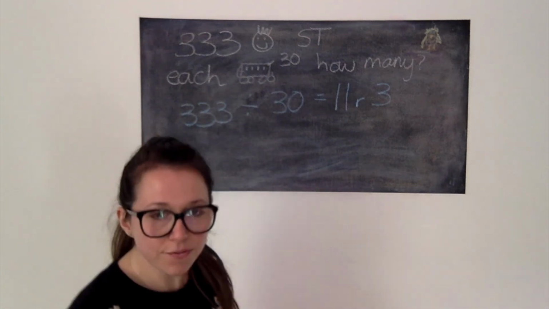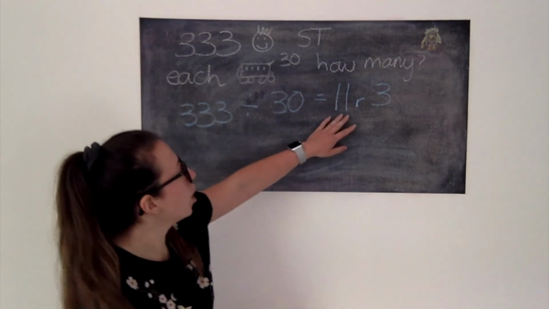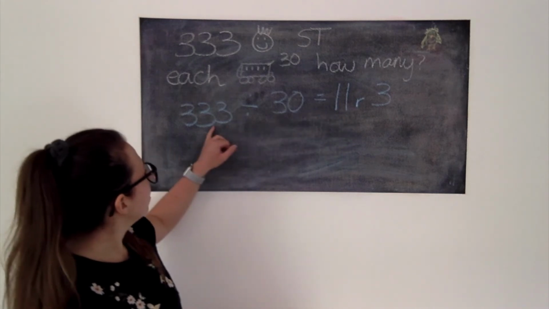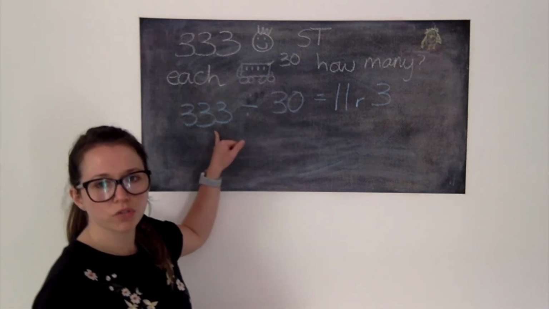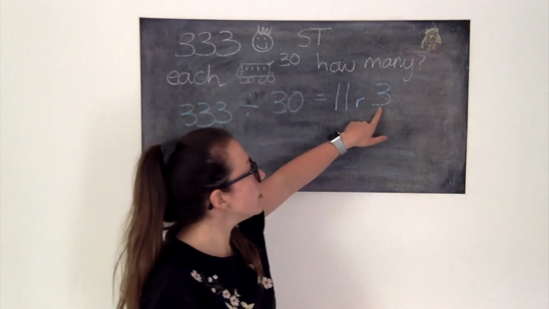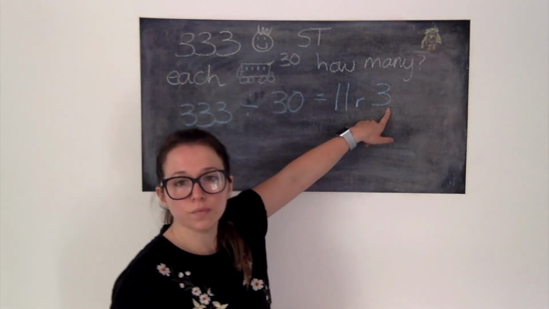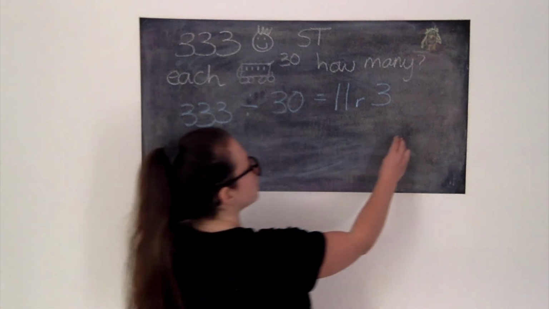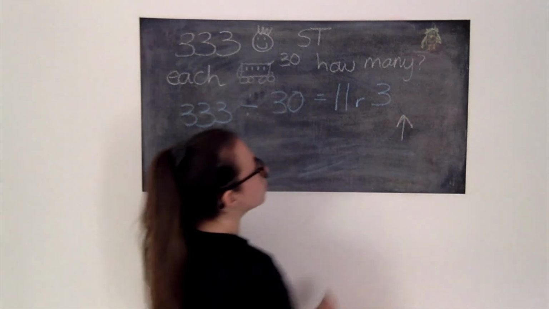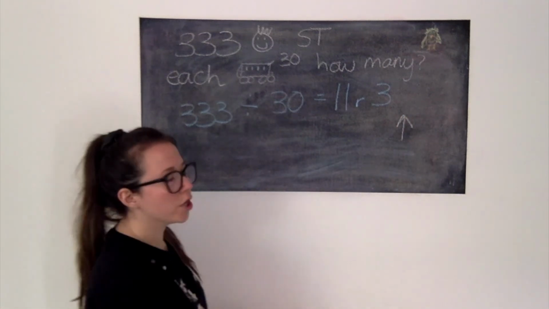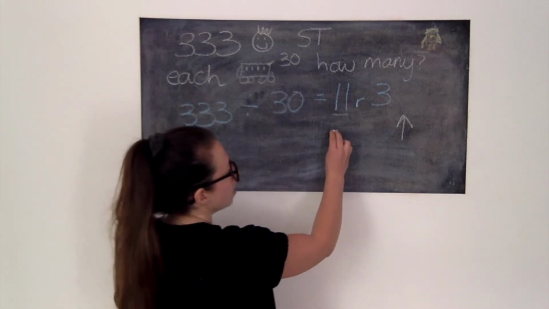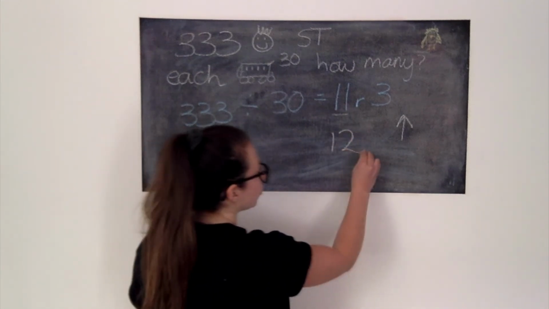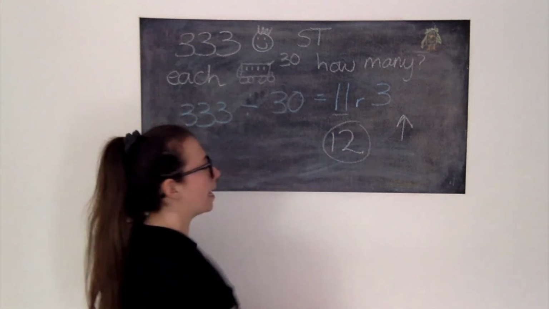However, if I only brought 11 coaches, then only 330 children could get on. And these 3 children would be left back at school. So my answer, I need to round it up. So I would need 1 more full coach. So rather than 11 coaches, I would need to take 12. And that is my answer.